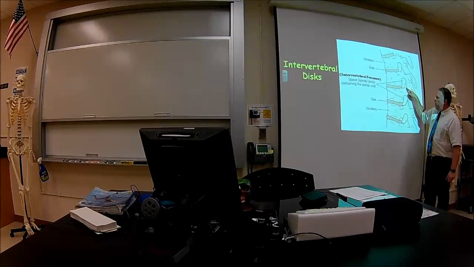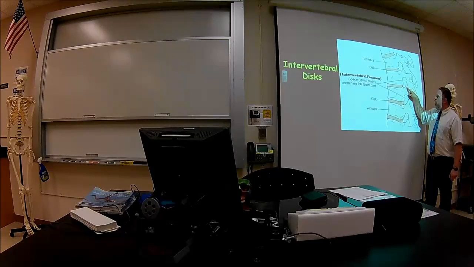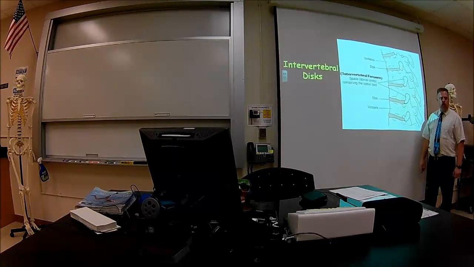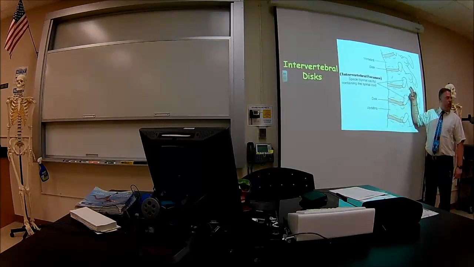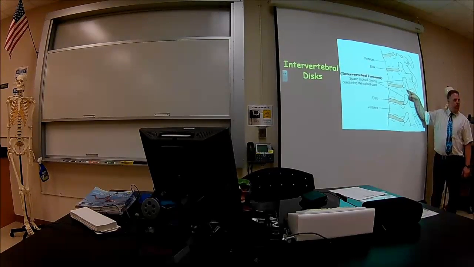This here is the superior articular facet of this vertebra. See it? And it articulates with the inferior articular facet of the one above it. You see how they articulate with each other? Can you see it there? Sorry, Fred. All right. See it?